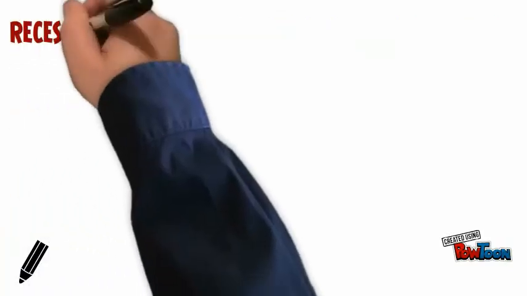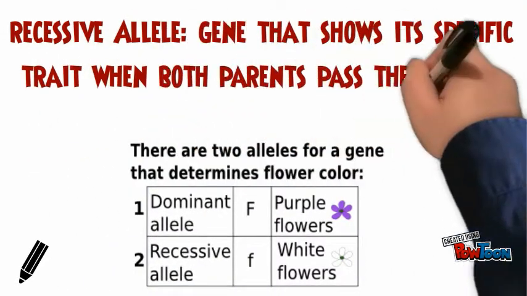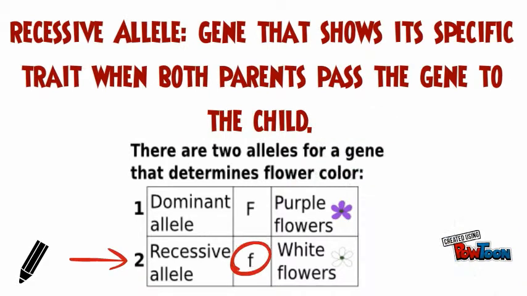Capital F for dominant allele. The recessive allele is the gene that only shows its specific trait if both parents pass on the recessive allele. So two recessive alleles have to be present to show up.